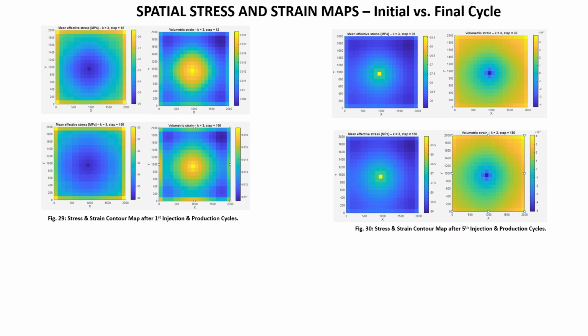So if we move to mid-field and far-field evolution, we see that around 500 to 700 meters, we do see a slight trend across cycles. Compression reduces by 1 megapascal. Dilation increases slightly from plus 0.02 in cycle 1 to about plus 0.013 in cycle 5.